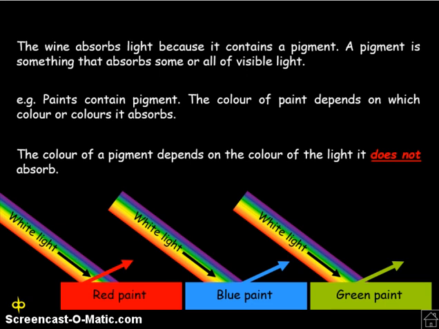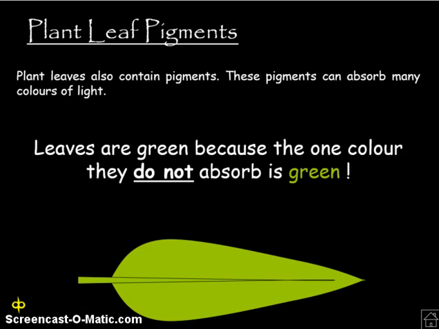Paints contain pigment. The colour of the paint depends on which colour or colours it absorbs, and the colour of a pigment depends on the colour of light it does not absorb. Plant leaves also contain pigments. These pigments can absorb many colours of light, but leaves are green because the one colour they do not absorb is green.